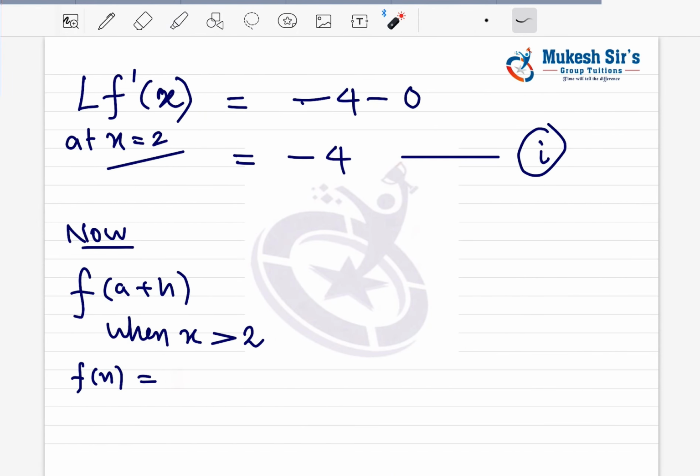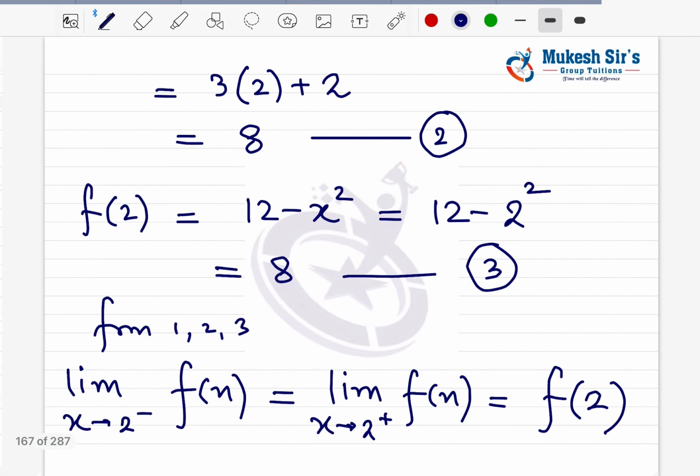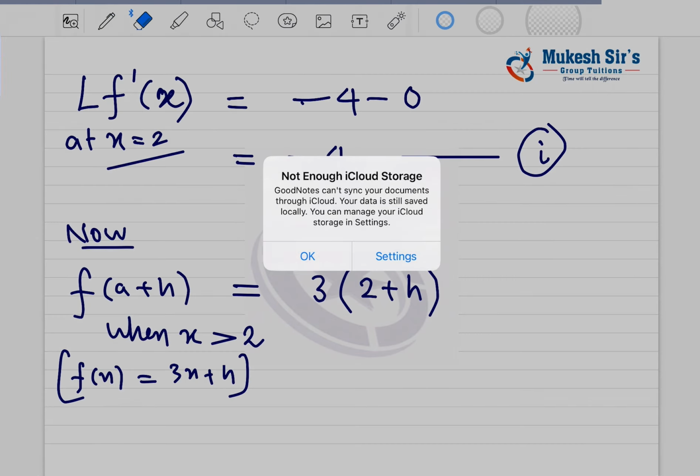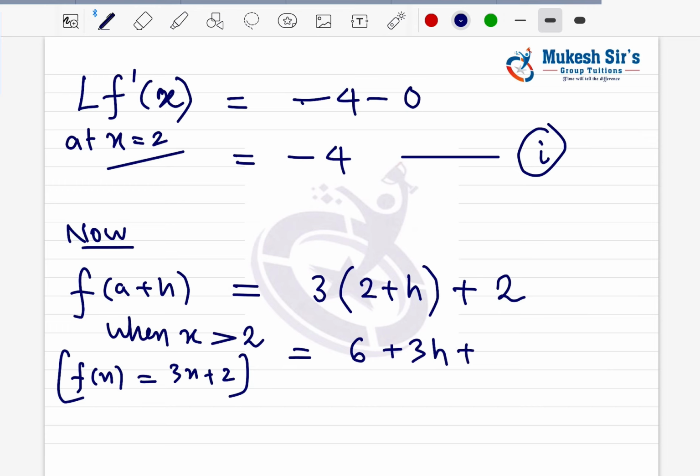So this becomes what? 3 into a plus h. The value of a is 2, so 2 plus h. The function was 3x plus 2. So instead of x you can put a plus h: 3 into (2 plus h) plus 2. When you open the brackets you get 3 into 2 is 6, plus 3h plus 2. That becomes 8 plus 3h. Right? Now you can find the right hand derivative.